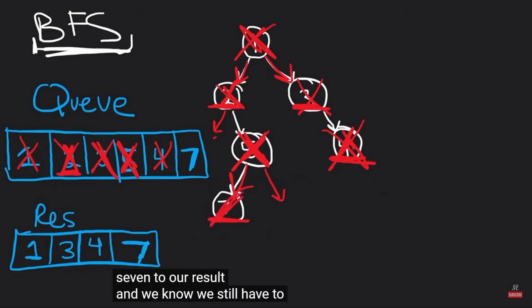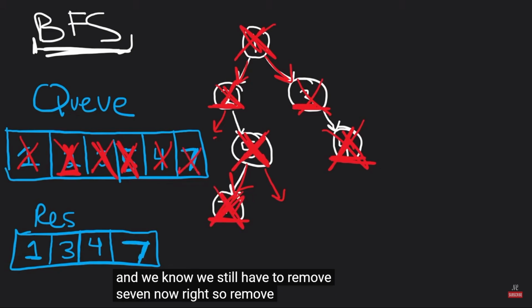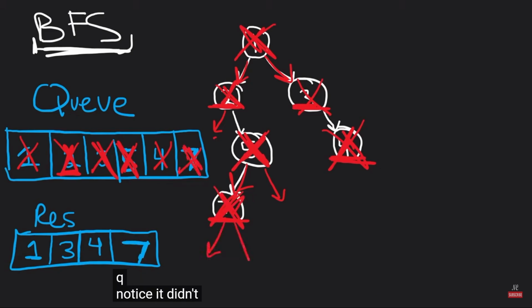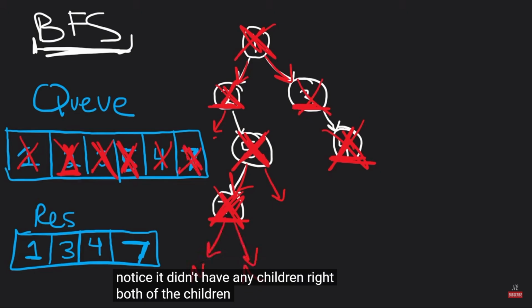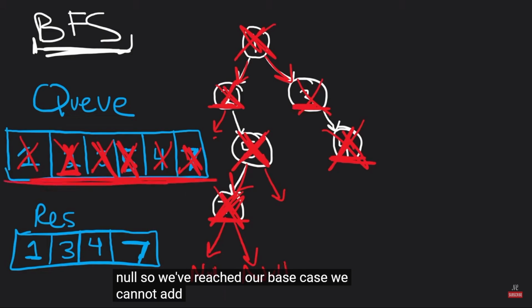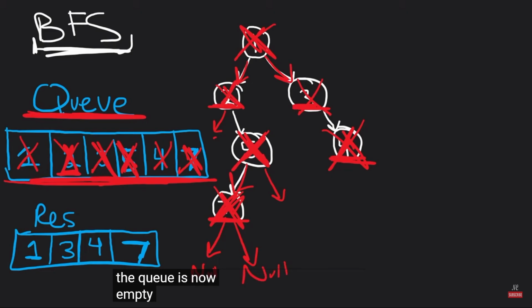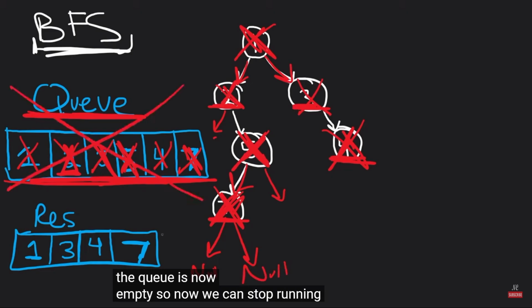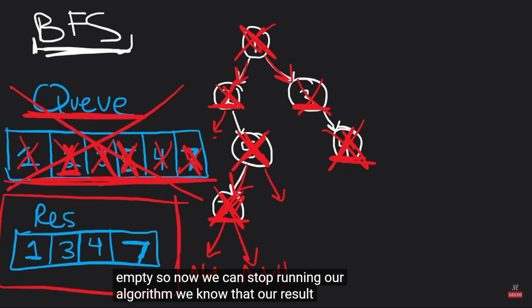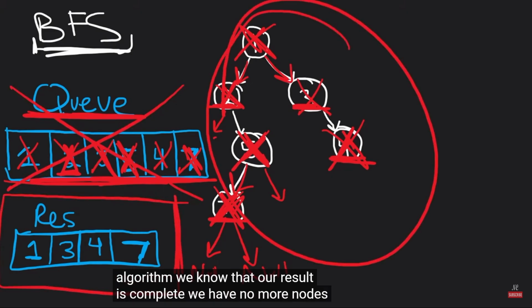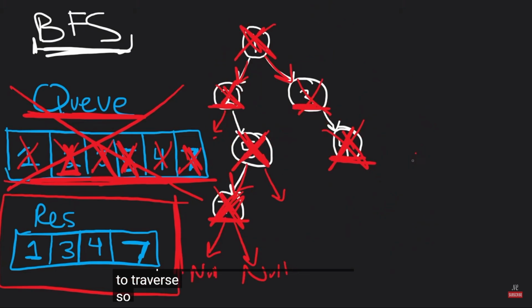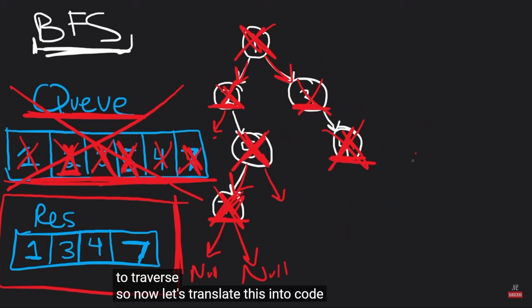And we still have to remove 7 now, right? So remove 7 from our queue. Notice it didn't have any children, right? Both of the children were null. So we've reached our base case. We cannot add any more elements to the queue. Therefore, the queue is now empty. So now we can stop running our algorithm. We know that our result is complete. We have no more nodes left to traverse. So now let's translate this into code.